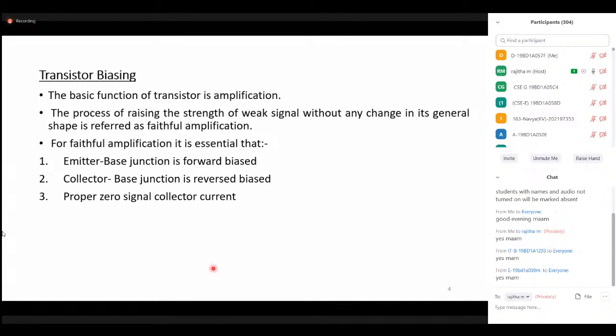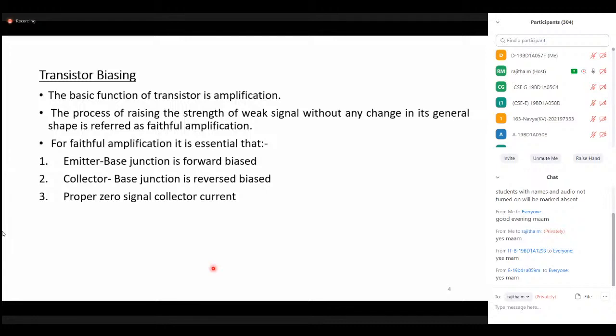What does zero signal collector current mean? With the input signal, nothing but the AC signal, being zero, we are not applying any AC signal. Then we should maintain some amount of DC currents and some amount of DC voltages on the transistor due to the additional biasing.